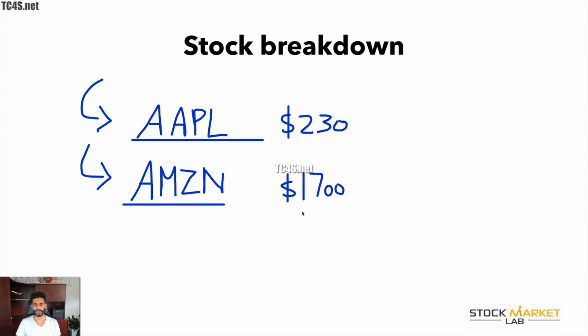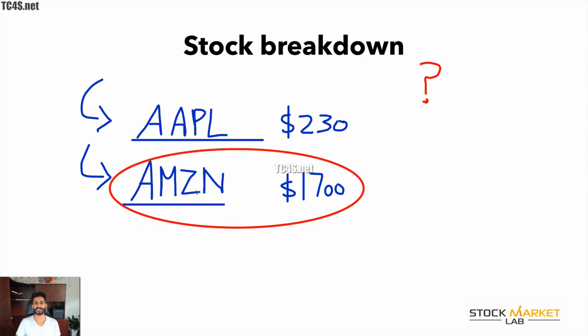Now, if I asked you a simple question, right, saying what company or what stock do you think is bigger? What's a bigger company? What's a bigger stock? What would you say? The answer most people have is Amazon. They're like, stock AMZN is bigger because of the stock price, common sense. Stock price is $1,700, but the stock price for Apple is only $230. So obviously Amazon is bigger. That's what most people think. But that's wrong. Okay? That's wrong. Amazon is not bigger, or we don't know yet. There's something we need to look into.